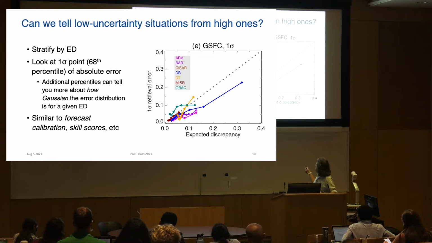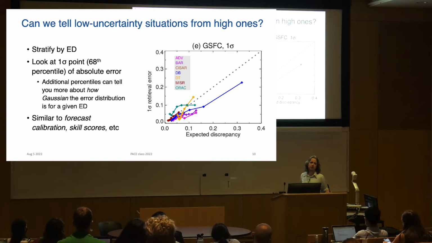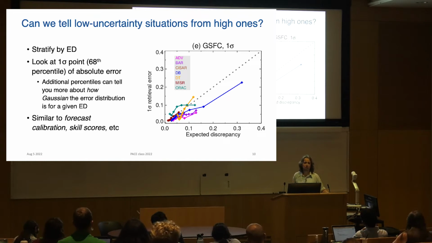What we find here is that most of the algorithms are pretty close to the 1-to-1 line when they think they're confident, but they tend to lie below it in situations where they think they're more uncertain. And what that means is when they think they're doing well, they're doing well. When they think they're doing less well, they're actually doing better than they think. And again, you can give this back to the algorithm teams, and they can then figure out, oh, I'm making this assumption in this case, so maybe this is where I'm wrong.